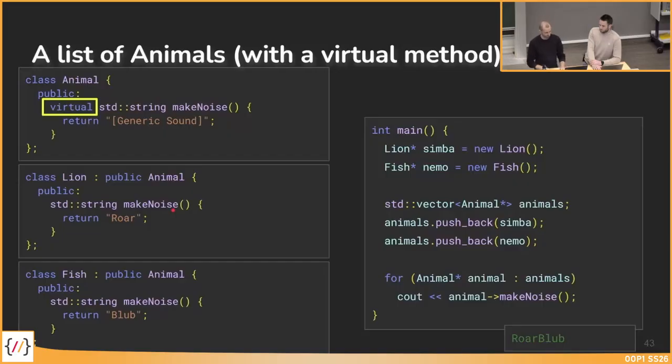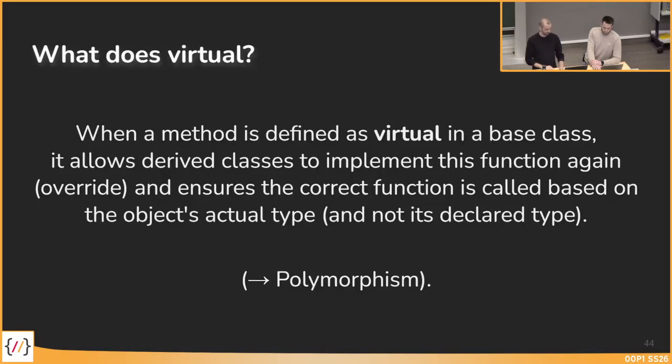That's basically what this magic virtual says here. So kind of more of a formal definition. When a method is defined as virtual in a base class, it allows derived classes to implement this function again, also called overriding, and ensures the correct function is called based on the object's actual type and not declared type.